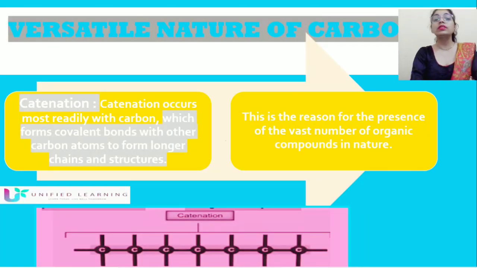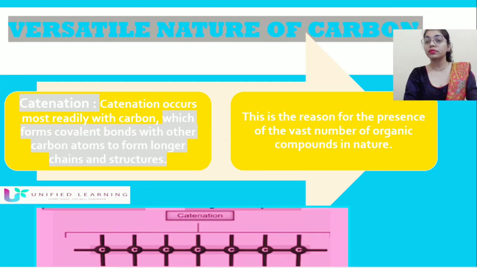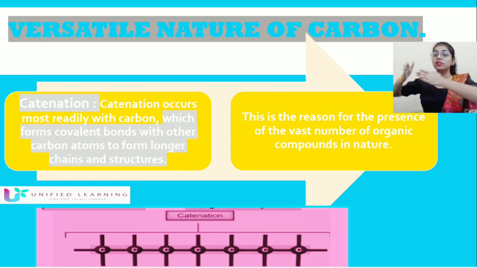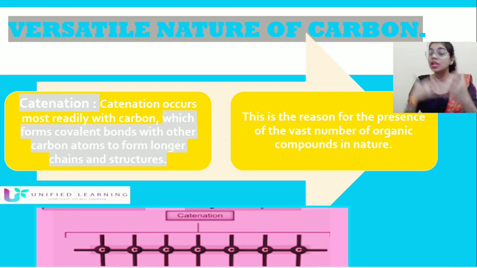Moving further with the versatile nature of carbon. The versatile nature says that carbon is very adaptable. Even though it cannot lose or gain electrons, it shows catenation, that is, it forms covalent bonds with other carbon atoms to form longer chains of structures. We'll talk about it with diamond, graphite, and fullerenes also. This is the reason for the presence of a vast number of organic compounds in nature.